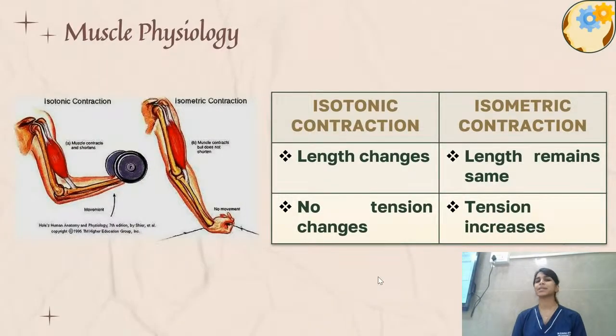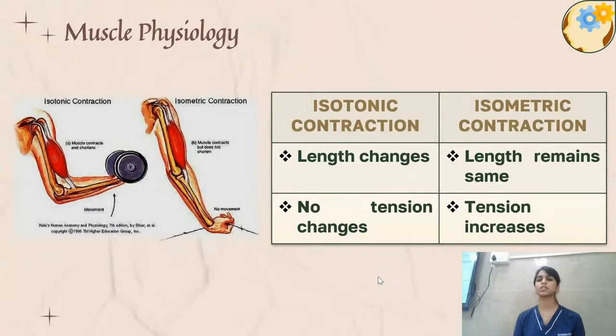Now, moving ahead to muscle physiology. There are two types of contraction, isotonic contraction and isometric contraction. Iso means same. So, if your tone will remain the same, you will call it isotonic contraction. In this case, the length will change. If your length will remain the same, you will call it isometric contraction.